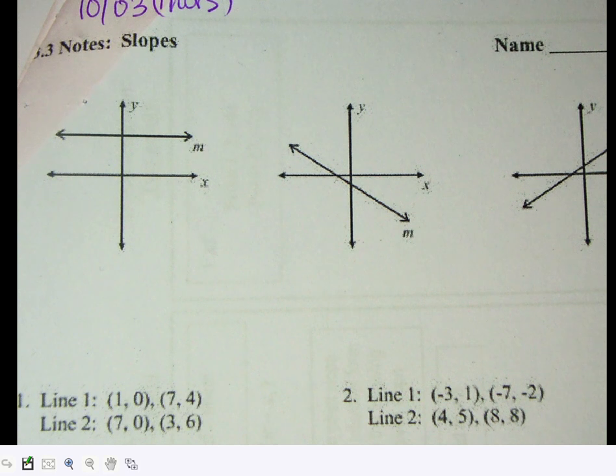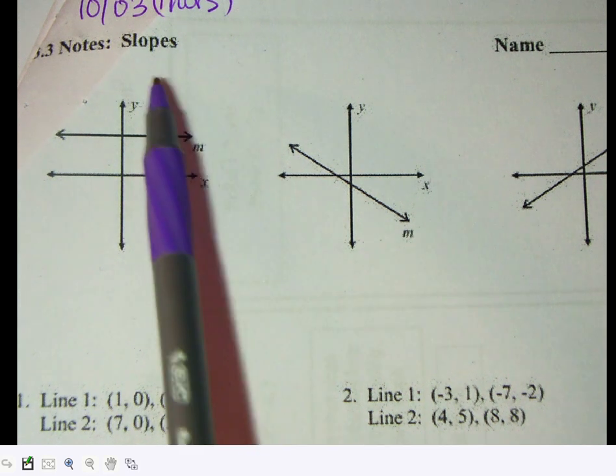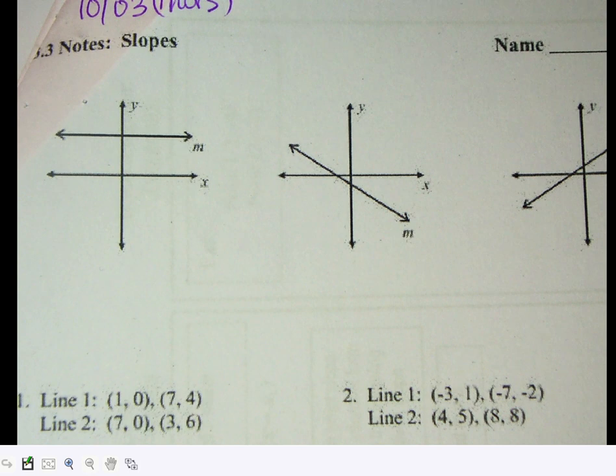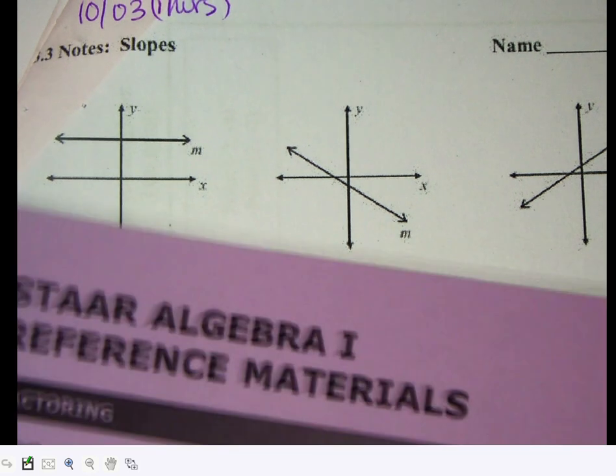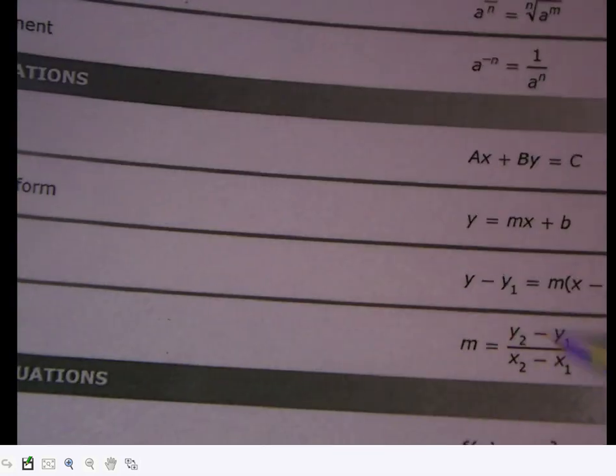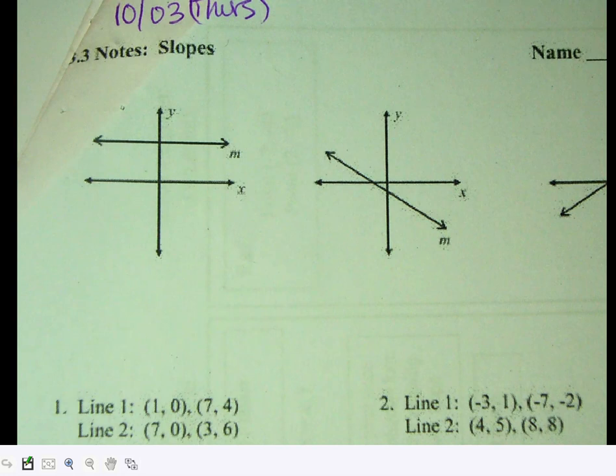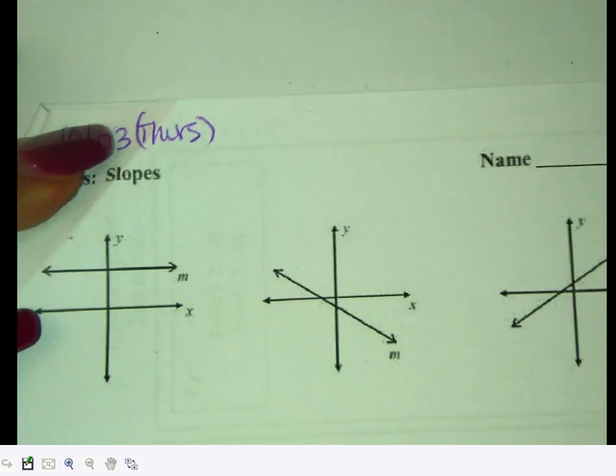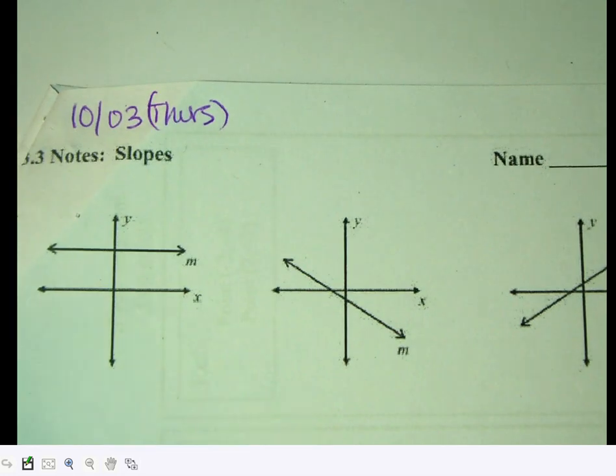Hey students, in this video I'm going to quickly review what slopes are, and this comes from Algebra 1. Here's an example from the Algebra 1 STAAR chart. This is the formula, the slope formula, the slope of a line. This is the algebraic way to find the slope, but I'm going to try to make this as easy as possible.